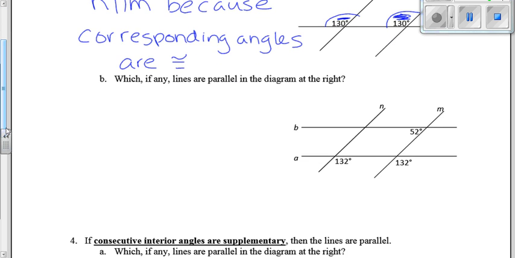All right, go ahead, look down here. Take a second, pause the video, look for the corresponding angles that are going to show that lines are parallel, and decide which two lines, if any, are indeed parallel. I will do the same.